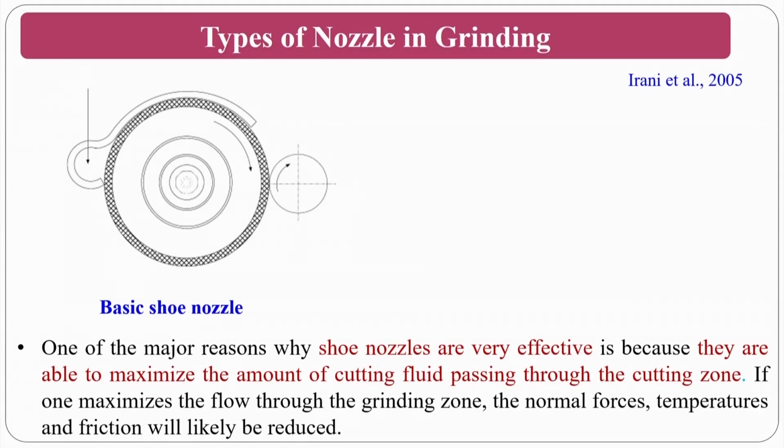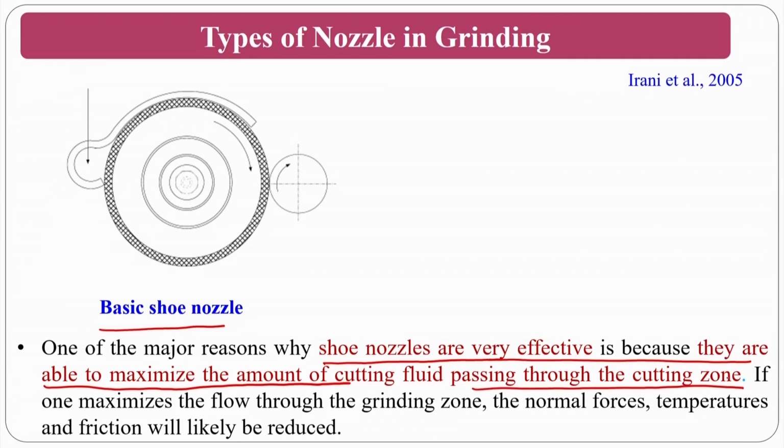Types of nozzles, as you have seen in the previous slide. The basic shoe nozzle is there, where the cutting fluid is fed within the shoe. One of the major reasons why shoe nozzles are very effective is that they maximize the amount of cutting fluid passing through the cutting zone. So if you want to occupy most of the machining region, you can do it with this one, because the cutting fluid will fall into the machining region perfectly, because the alignment is like that.